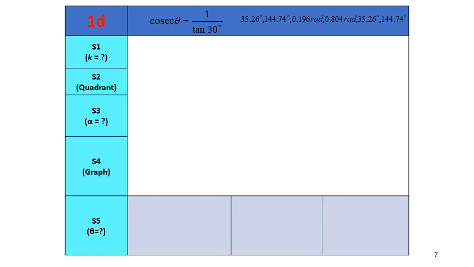Right. Next for question D, cosecant theta equals 1 over tangent 30. As you can see on the right hand side here, they didn't give the value directly. Instead, you have to figure out the value of tangent 30. So remember the triangle that I showed you before. For angle 30, tangent 30 is 1 over square root 3.